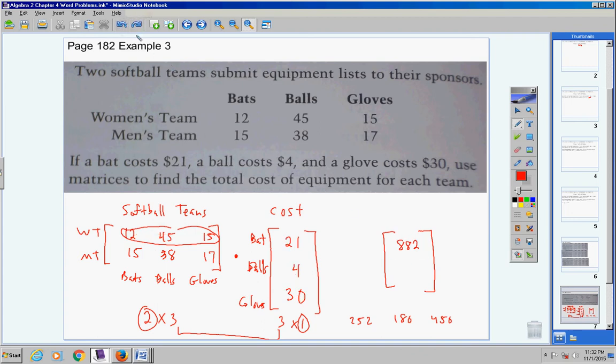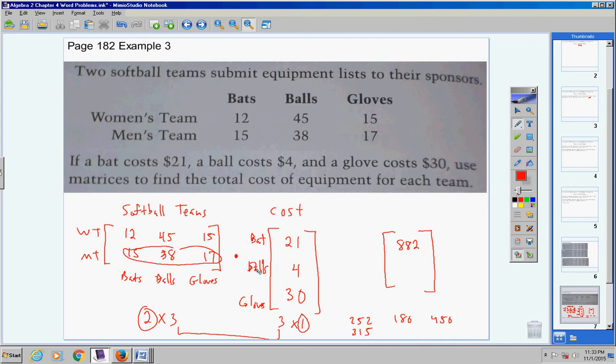Now, let's continue on. Now I can take this row here times this column. So I have 15 times 21, which is 315.